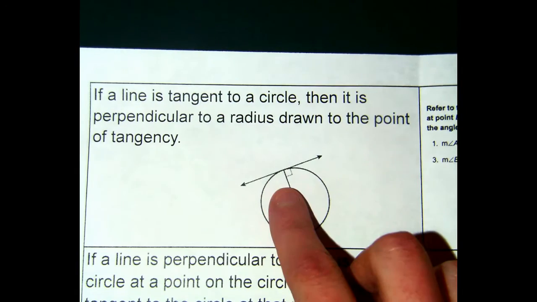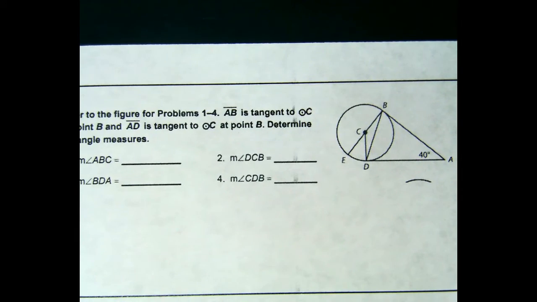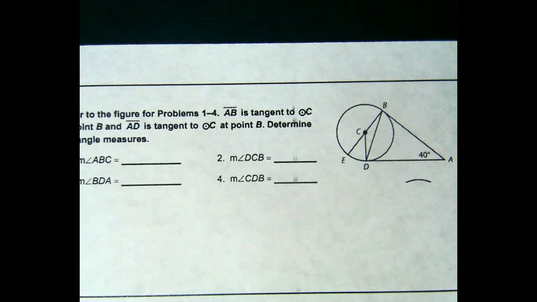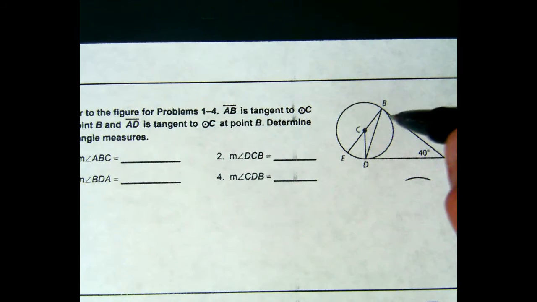Alright, so given that theorem there, that we have a right angle here every time we have that line in the radius, we're going to look at a couple of these problems. It says refer to the figure for problems 1 through 4. AB is tangent to C. What does that mean is true right here?